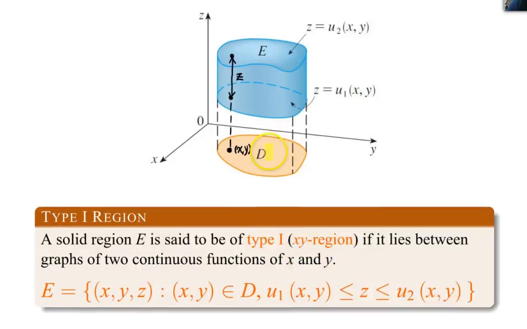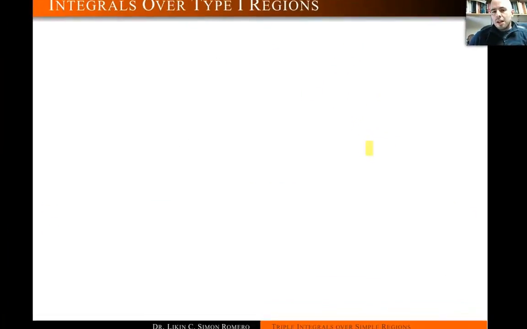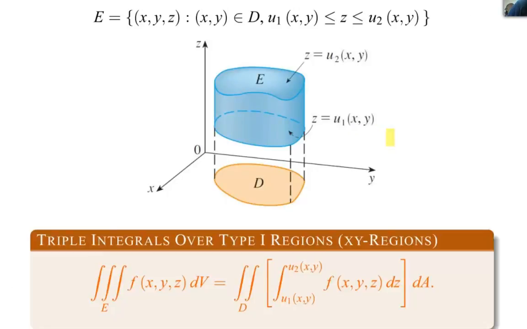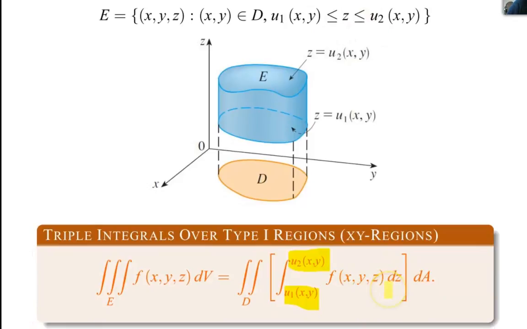D. So here, if you pick x and y, then z is going to move between the values of two continuous functions that depend on x and y. How are we going to do the integrals over these type 1 regions? Well, it's pretty much the same thing that we did before. Since z moves between these two functions, those two functions are going to be your limits of integration when you integrate with respect to z. You do that first, and then the resulting thing is going to be a double integral that we already know how to compute.